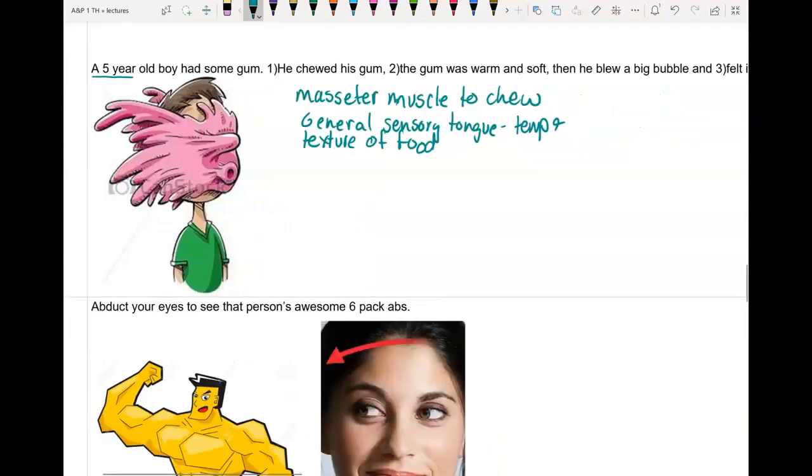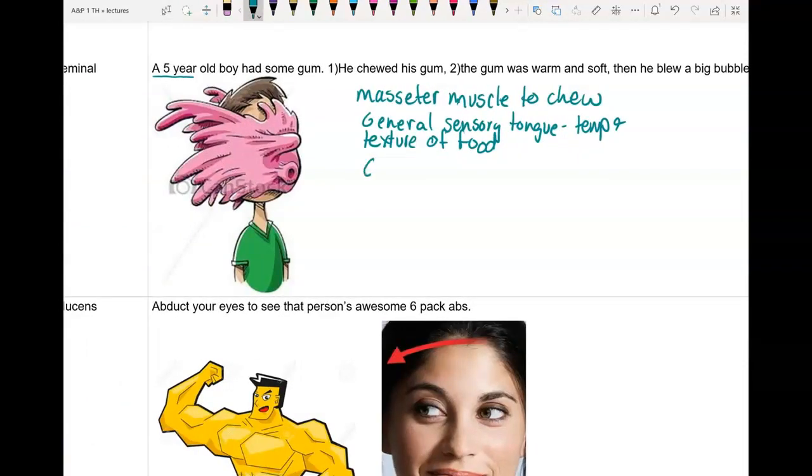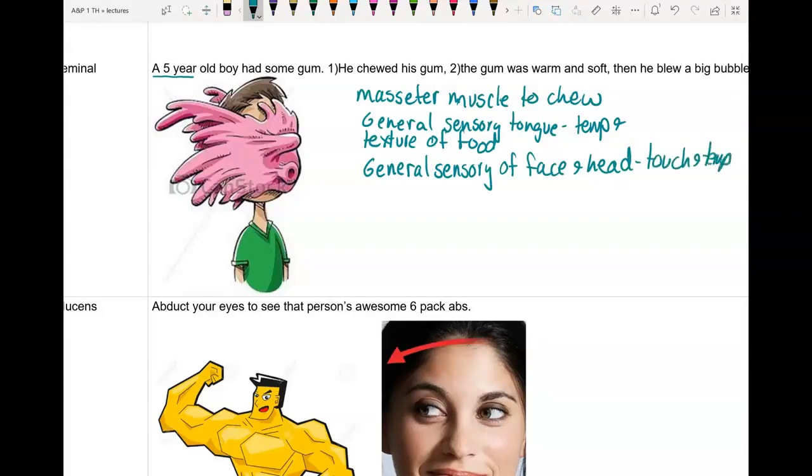Okay, then he blew a bubble and he felt it on his face. So it also does general sensory of your face and head. So that's going to be like touch and temperature of anything that's on your face or your head.